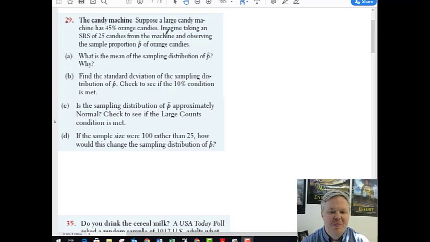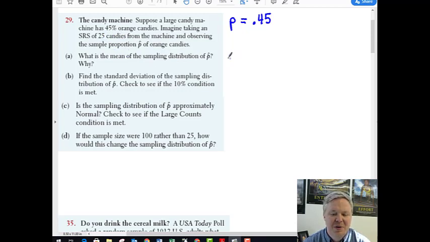All right, so the first problem here, we have this large candy machine that has 45% orange candies. We're going to take a random sample of 25 candies from the machine and look at our sample proportion. So we know that p should be 45%. So here p is 0.45. We know that our sample size n is 25.